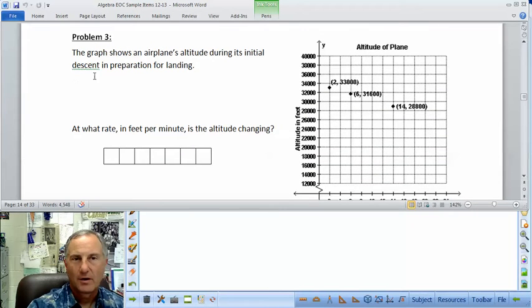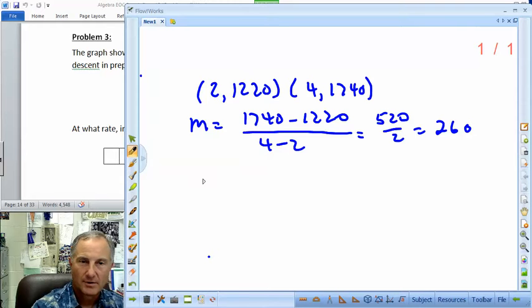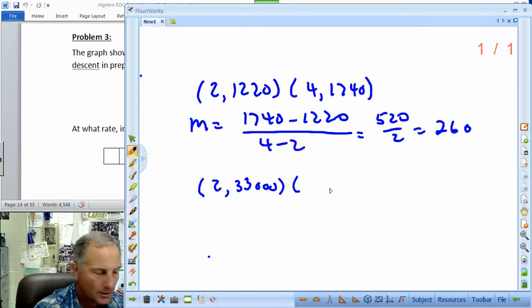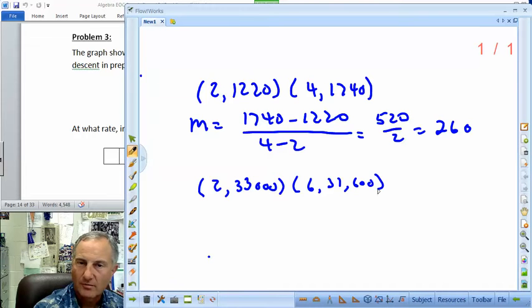3. The graph shows an airplane's altitude during its initial descent and preparing for a landing. At what rate, slope, feet per minute, is the altitude changing? So again here we got a constant descent. So I'm going to get a negative slope. You can see it's going down to the right. So again, I'm going to take two of the points, come down here. I'm going to do the same thing I did up here. Well, I'm going to take the points 2 and 33,000. And then I'm going to take 6 and 31,600.